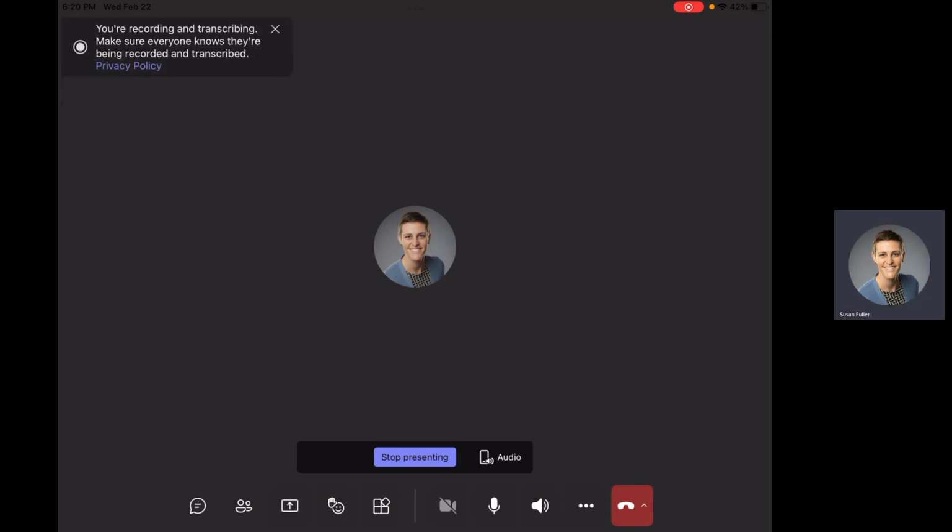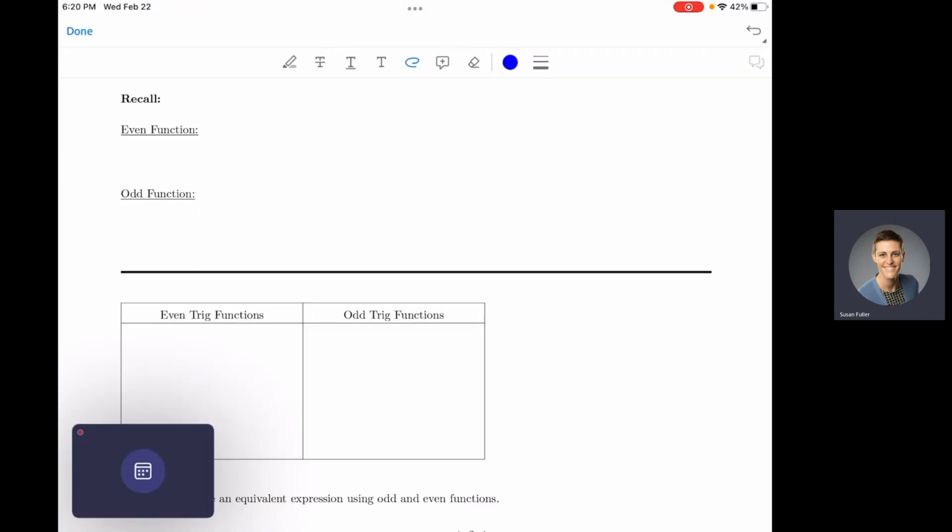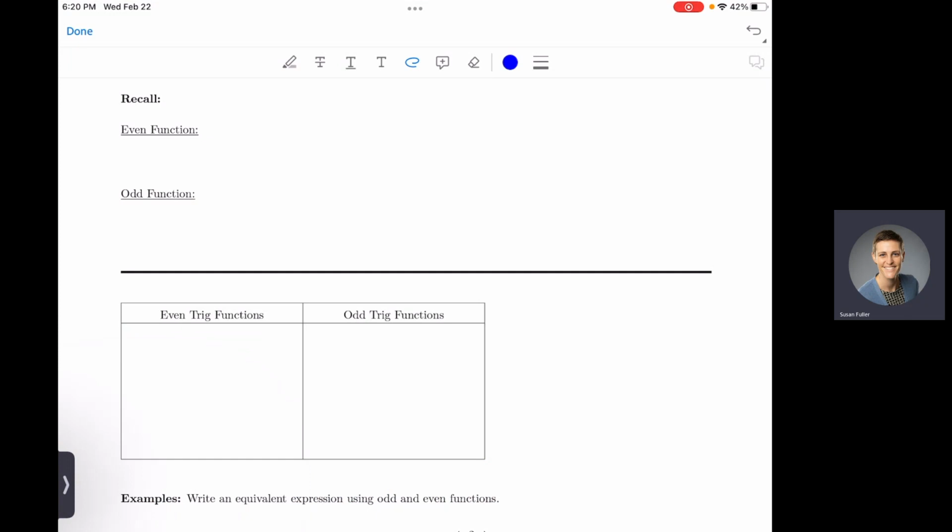Hey everyone, I wanted to make a quick video to cover even and odd trig functions because we didn't get to it in class. So let's first remember what an even function is and an odd function. An even function, again, we have an algebraic definition, and that says f of negative x: if I take negative x and plug it into our function, I get exactly the same thing as if I would plug in a positive x.